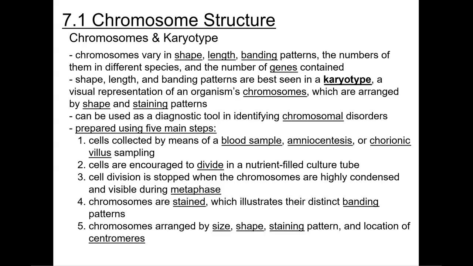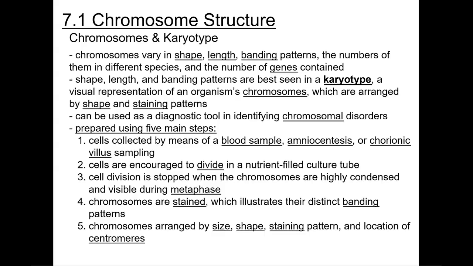The first step, the cell is going to be collected by means of blood samples. It could be amniocentesis, or it could be chorionic villus sampling. Second step, the cells are going to be encouraged to divide. They're put into a nutrient-filled culture tube, and that encourages them to start dividing through mitosis.